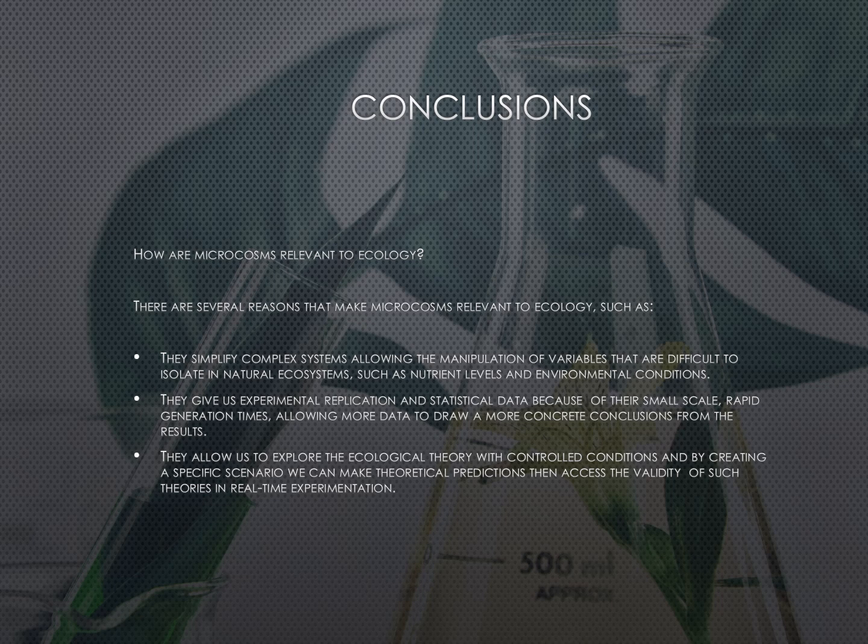Conclusions. Just how are microcosms relevant to ecology? Well, there are several reasons that make microcosms relevant to ecology, such as they simplify complex systems, allowing the manipulation of variables that are difficult to isolate in natural ecosystems, such as nutrient levels and environmental conditions. They also give us experimental replication and statistical data because of their small scale and rapid generation times, and allow more data to draw a more concrete conclusion from the results.